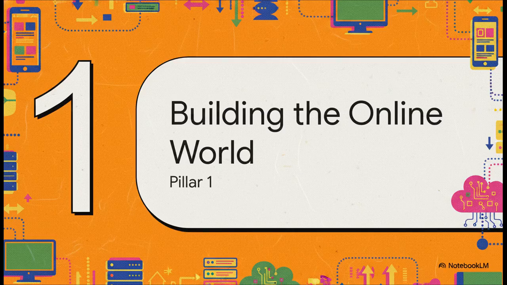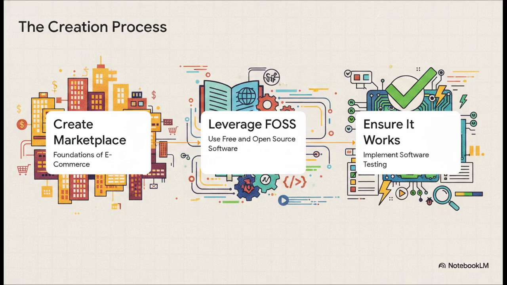First up, pillar number 1, building the online world. This is all about the stuff we see and interact with, the applications, the platforms, all of it. When you boil it down, the whole creation process really comes down to 3 core steps. First, you have to build the marketplace itself. Then, you use community tools. We're talking free and open source software, or FOSS, so you're not reinventing the wheel. And finally, you have to test the heck out of it to make sure it all actually works.